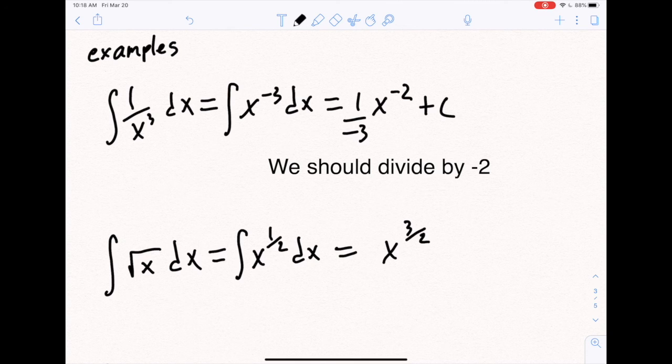Now dividing by a fraction means you have to flip the fraction. So if we want to divide by 3/2, we end up multiplying by 2/3. So we get 2/3 x to the 3/2 power. And then we add our constant of integration.